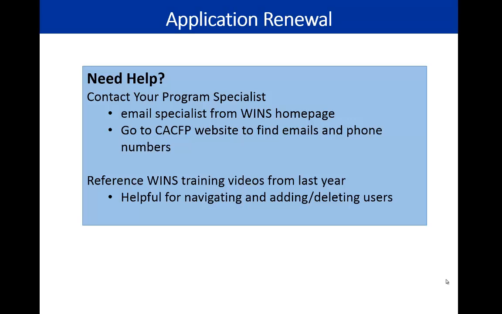If you're stuck on a part of the application or you still have some questions, be sure to contact your program specialist. I pointed out that easy link to email your specialist from the WINS homepage, so that's one option. Or you can go to the CACFP website to find our emails and phone numbers off to the right side. I also pointed out the WINS training videos from our website, so be sure to reference those if you have questions. They can be helpful for navigating WINS and adding or deleting users.